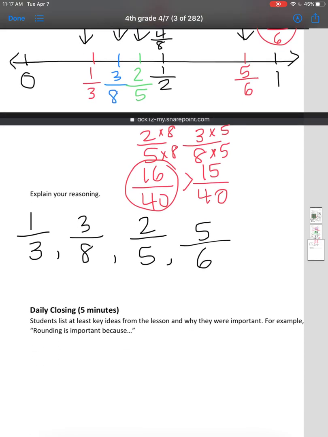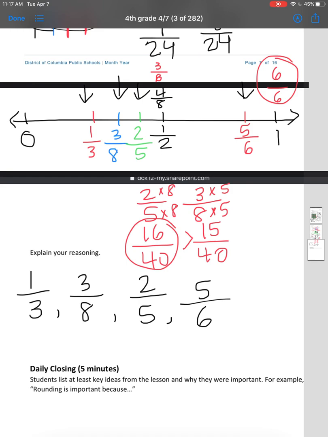Using a variety of strategies, right? I used my number line strategy. I used my least common multiple strategy. And I was able to finally figure out what order they all go in. It's kind of like a puzzle.